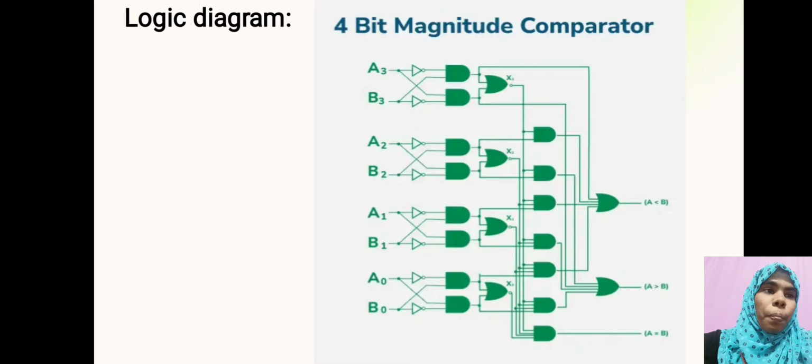And for A less than B, it is an OR operation. A greater than B is also an OR operation. And for A equals B, it is an AND operation. There is an exclusive NOR: when A3 B3 bar and A3 bar B3 are the inputs, the output is X3.